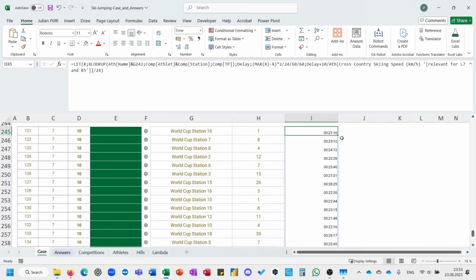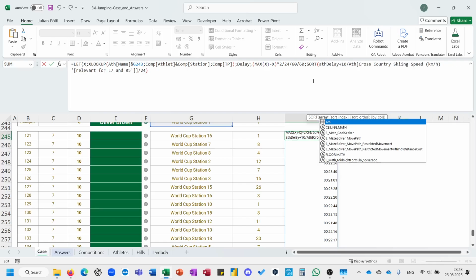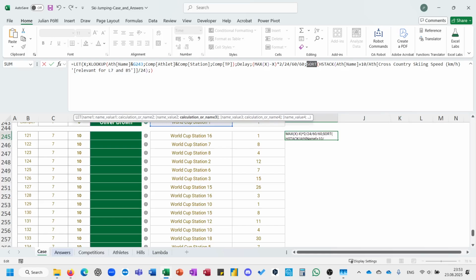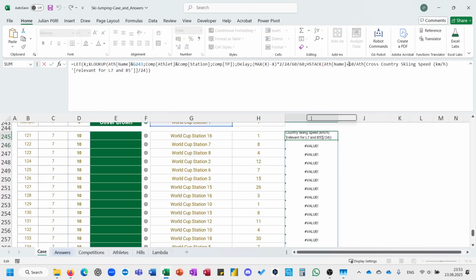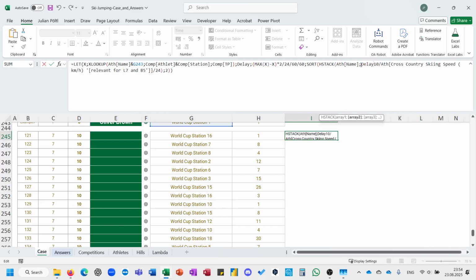And then I can use sort the name of the athlete, so ATH name, haystack this, sorry, haystack this, and then sort it after the second column. Ascending order is okay. Why is this not working? Step by step. I know why. Here I don't need plus, I need delay. I need this and then delay plus.